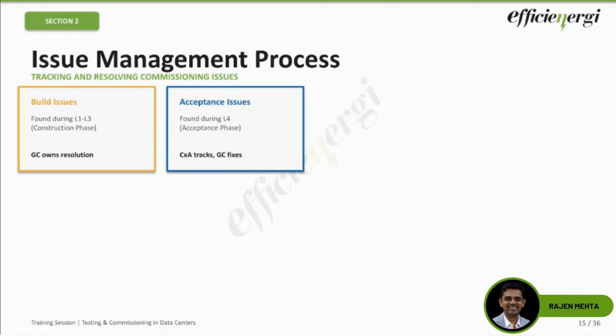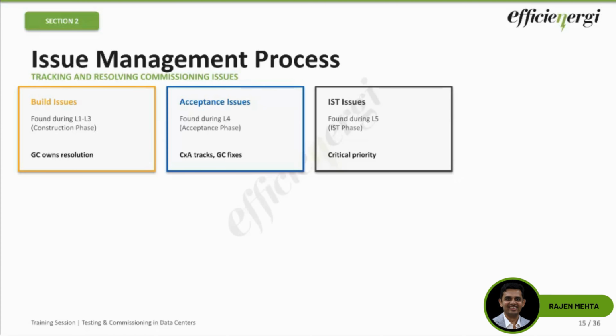Then next is the acceptance issues, which are found during L4. So functional testing के time पे जो मिलते हैं issues, those are the acceptance issues. The CXA has to track and document it, but the GC is responsible for fixing it. So alarm not appearing in the EPMS, control sequence wrong है वगैरह. These are all issues which you can typically expect during the acceptance phase.